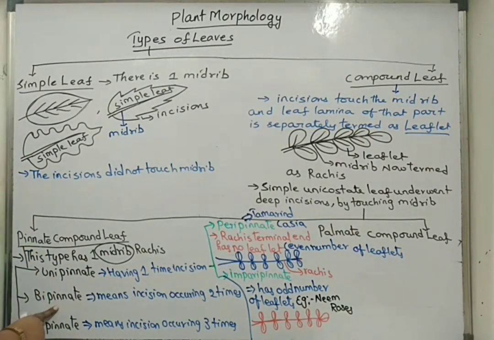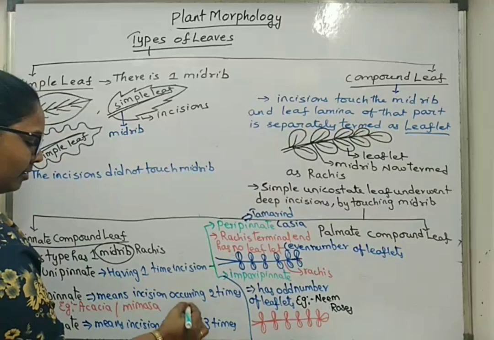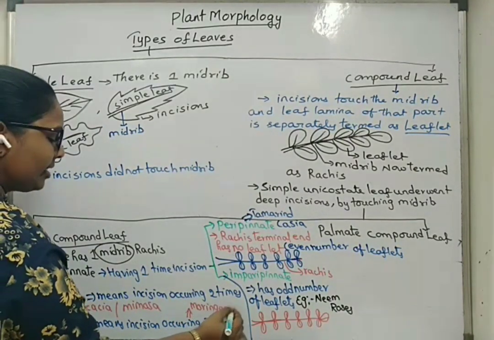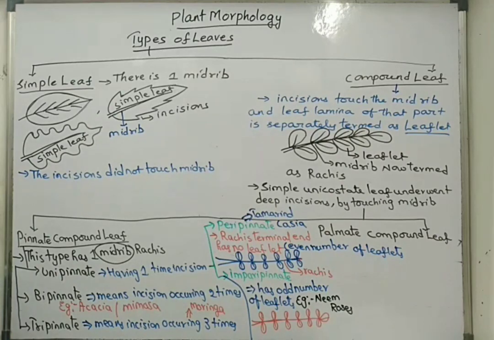Then what about bipinnate types of leaves? Bipinnate means two incisions. Incisions will happen twice here. We can write examples like acacia and mimosa pudica, the touch-me-not plant. Under tripinnate we can take examples like moringa or drumstick, meaning incision happens 3 times here.